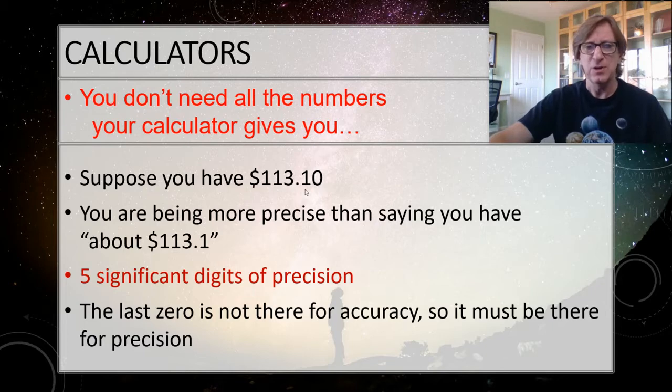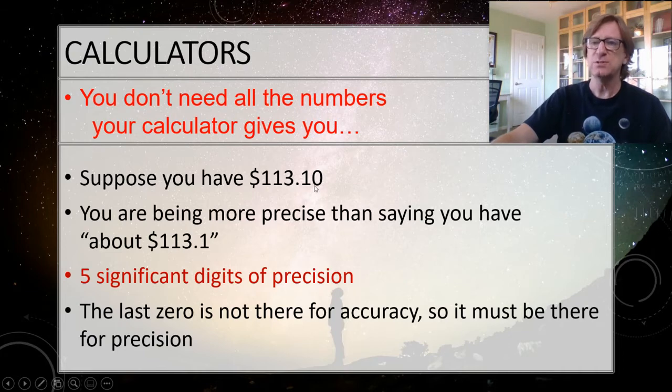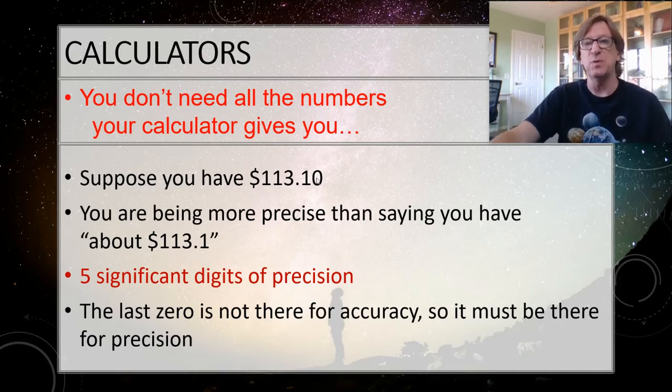And you say, wait a minute, Kilo, you just told me that only the non-zero numbers were significant. True. But think about this. If I got rid of that 0 right there, would the number change? Is 113.1 the same as 113.10? Sure. So that 0 is not there for accuracy. It's accurate whether it's there or not, right? So the only reason to put it there is to say, hey, I measured this more precisely. It's not 113.11, it's 113.10, by God. And so that is a significant digit because it's there for precision, not accuracy.